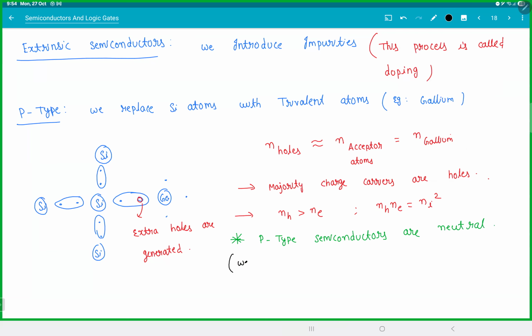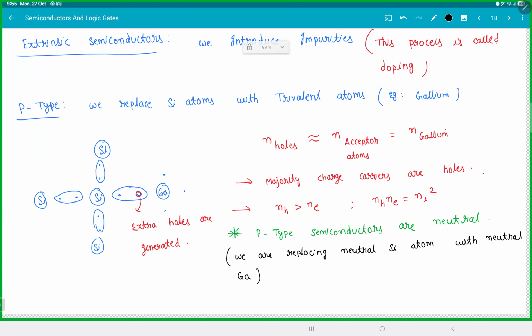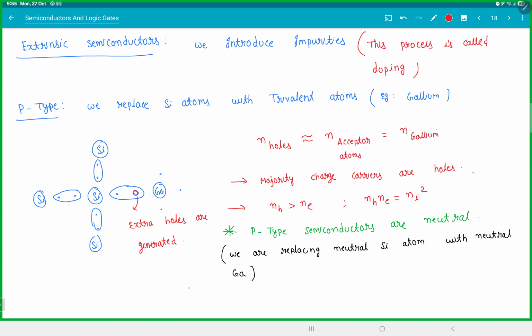We are replacing a neutral silicon atom with a neutral gallium atom. Because gallium has only 3 electrons, you cannot complete an octet. You get a hole there in the octet configuration. Right? And one more thing they can ask you: what happens to the Fermi level? You can ask yourself, what is Fermi level? The highest energy level occupied by electrons at 0 Kelvin.